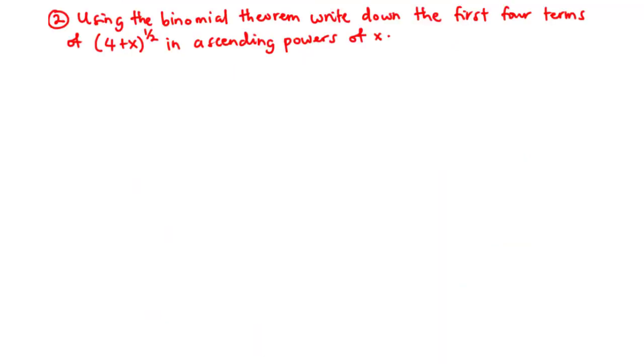Now for example 2, using the binomial theorem, write down the first 4 terms of (4 + x)^(1/2) in ascending powers of x. So we are going to write down the first 4 terms of the binomial (4 + x)^(1/2) in ascending powers of x.